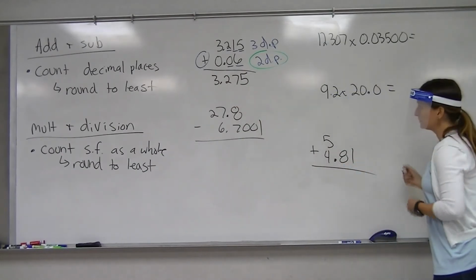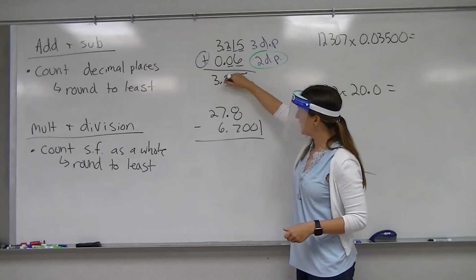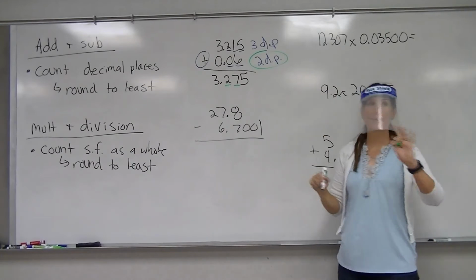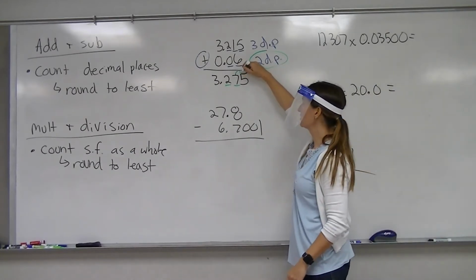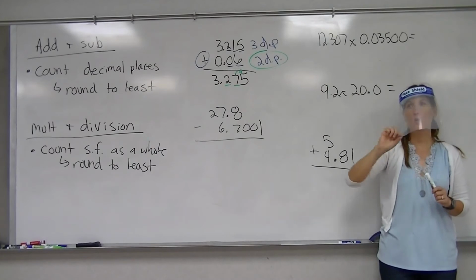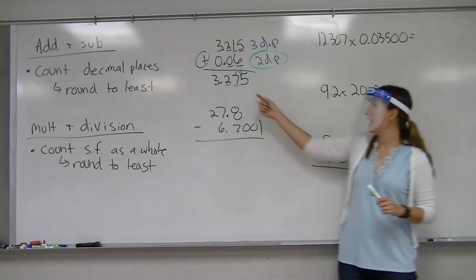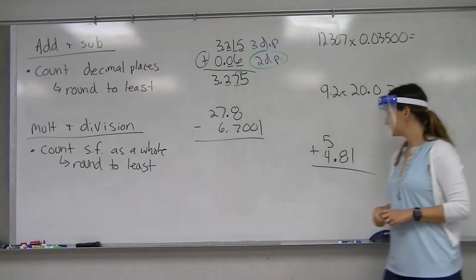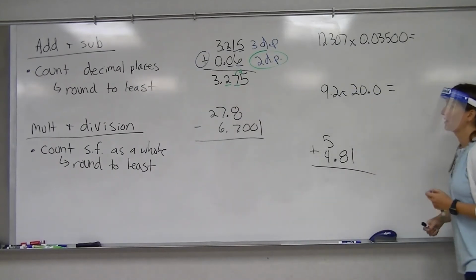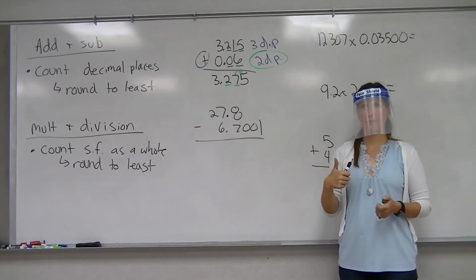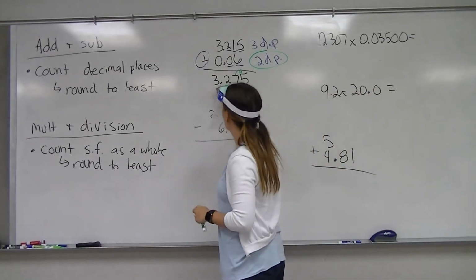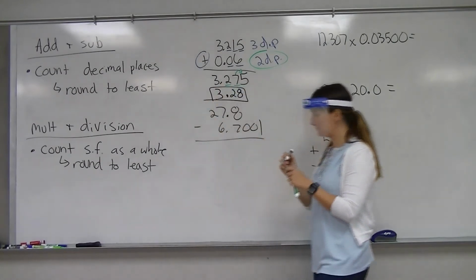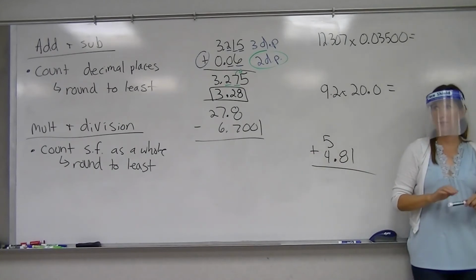So 2 decimal places, that means I want the 2, and I want the 7, and I want to stop there. But don't forget about rounding. Wherever you're stopping, always look to the number next to where you're stopping and see, is that going to stay a 7, or do I need to round it up to an 8? And in this case, since it's a 5 or higher, you're going to round up. So 3.28 is going to be the correct answer to the correct number of significant figures.